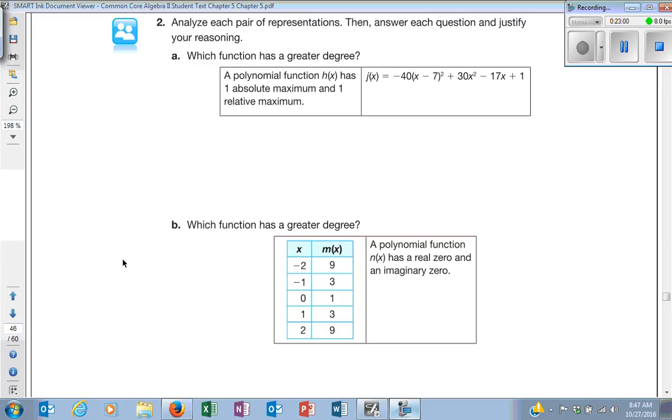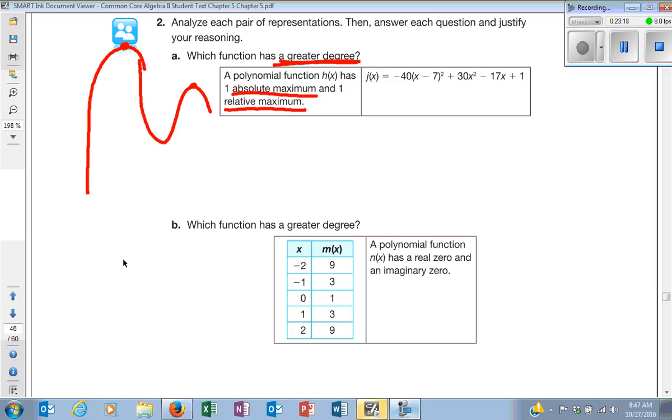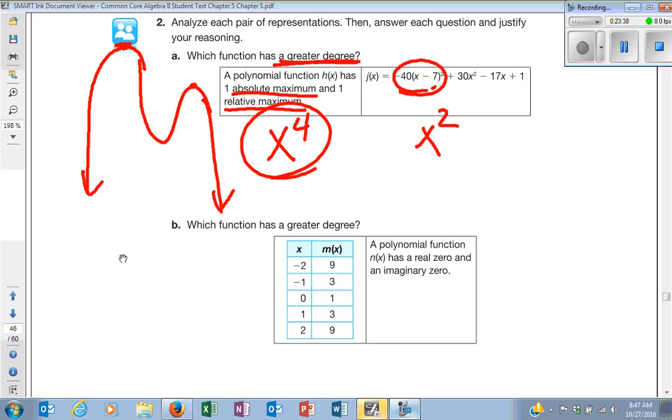So if we look, polynomial function has 1 absolute value and 1 relative. Which one has a greater degree? So I need to know, is this x to the 3rd, 4th, what is it? Well, if I think about this, let's draw a picture. If it has an absolute max, it means it goes up, and that's the highest point it reaches. But it also has a relative max, which means it kind of comes up again, but it doesn't go quite as high as it did the first time, and it goes back down. Well, if I think about that, that would have to be at minimum something to the 4th power. Over here, even if I distribute this out, my x is only going to get to be the 2nd power. So if I was looking at that, this would be the winner, x to the 4th power.